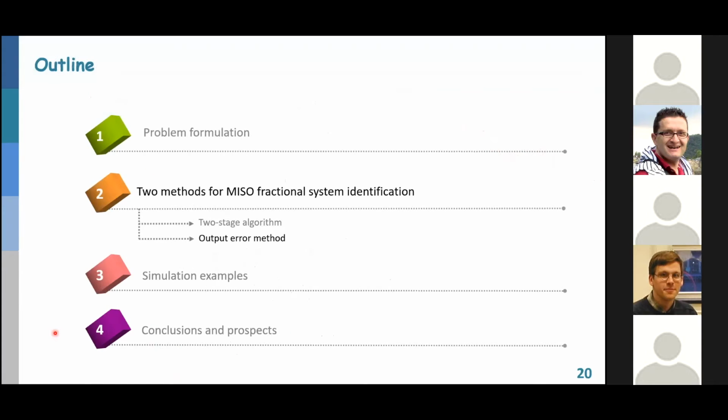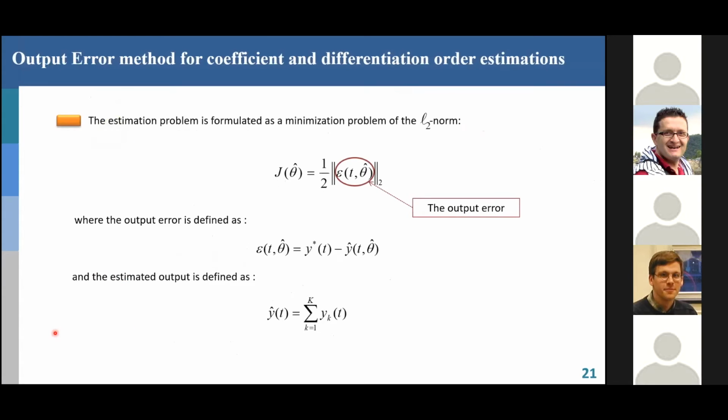Here I'm going to talk about the output error method. The estimation problem is formulated as a minimization problem of the L2 norm. Here we can see our problem. The output error is defined as follows, and the estimated output is defined as follows.